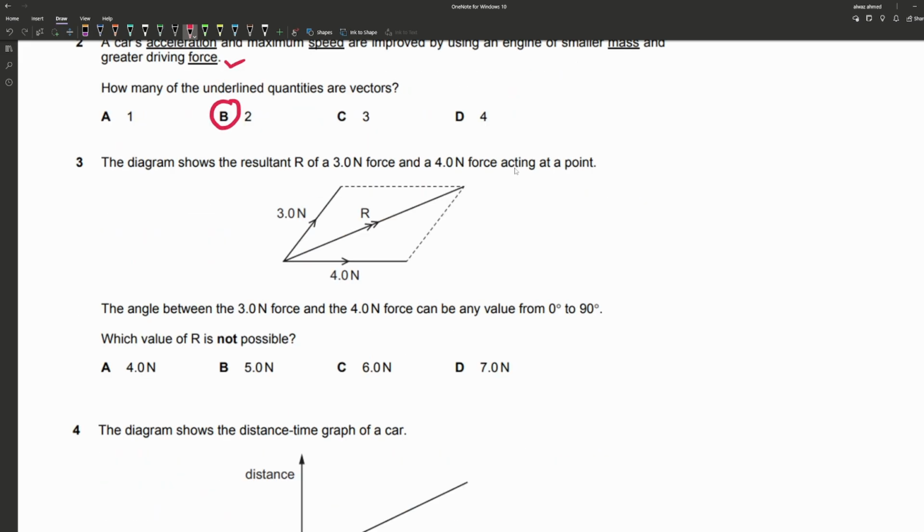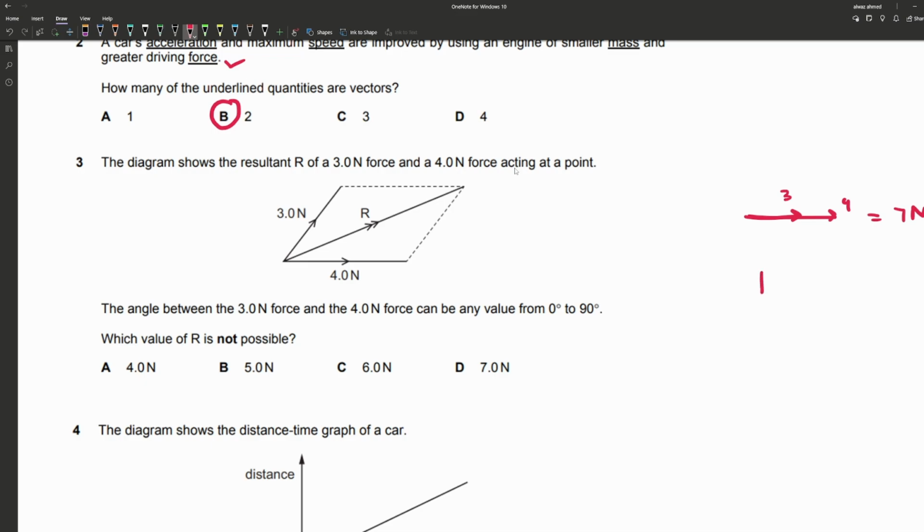So the next question says the diagram shows the resultant R of a 3 Newton force and a 4 Newton force acting on a point. The angle between the 3 Newton force and 4 Newton force can only be any value from 0 to 90, which value of R is not possible? Okay, so we have two extreme scenarios. The first one will be that the 3 Newton force and the 4 Newton force will both act at 0 degrees, so 3 and 4. In this case, our resultant will be 7 newtons, so this is going to be our upper bound.